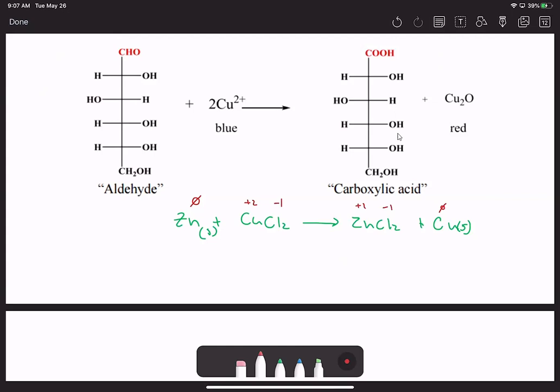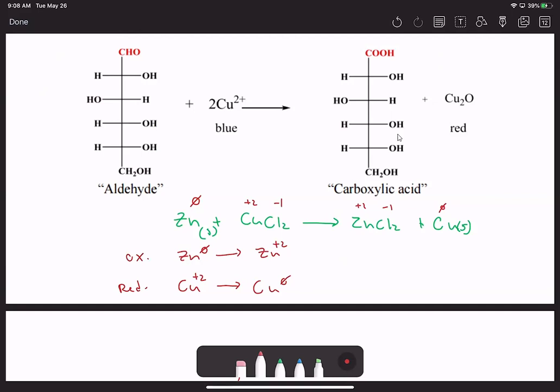So if we take a look at what's oxidized and what's reduced, zinc goes from 0 to zinc +2. And copper goes from +2 to copper 0. So the copper was reduced and the zinc was oxidized.